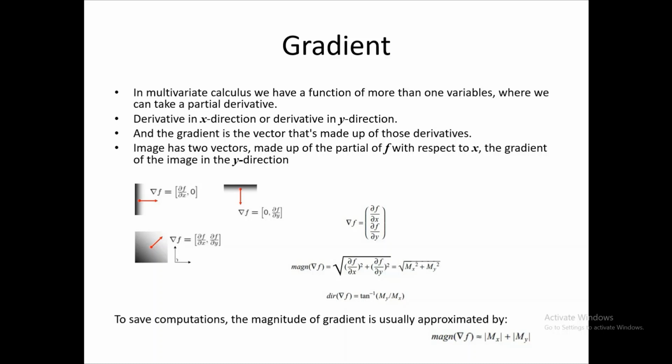Now let us see in more detail about the image gradient. In multivariate calculus, we have a function of more than one variable where we can take partial derivatives, which is the derivative in the x direction or the derivative in the y direction. Here we take an image, which is a two-dimensional function, so we take only x and y. We consider the derivative along the x direction and the y direction.